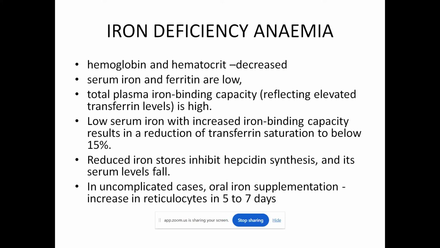One more classification is the etiological classification. It can be due to acute blood loss, or deficient production, a decrease in production, or an increase in destruction, which is called hemolytic anemia. So this is a fast revision. Not all the points and portions are covered here. Hope this is useful for you. Thank you.